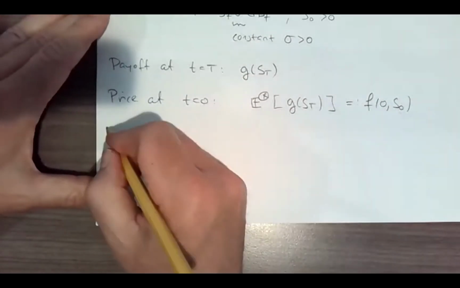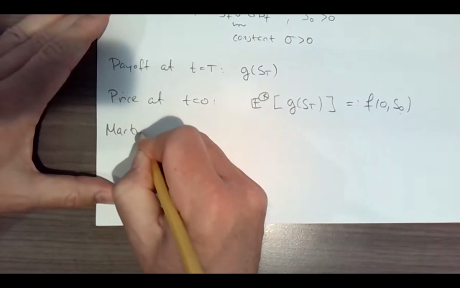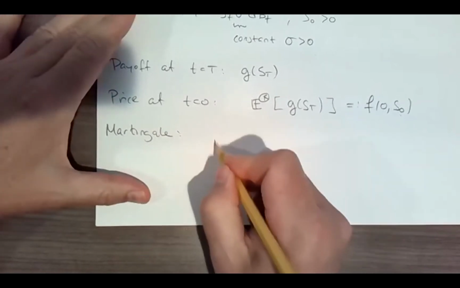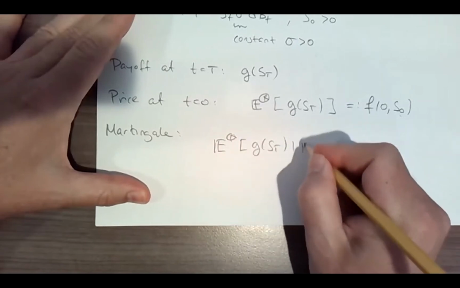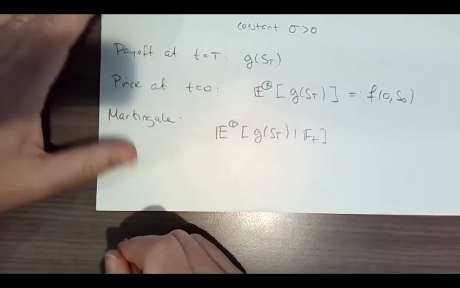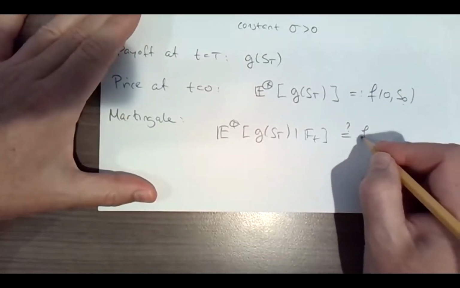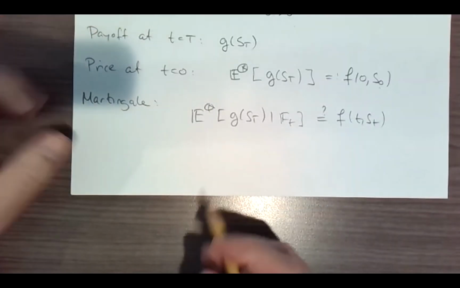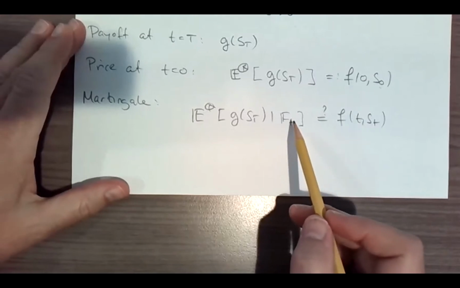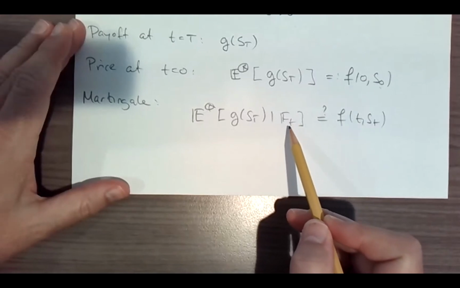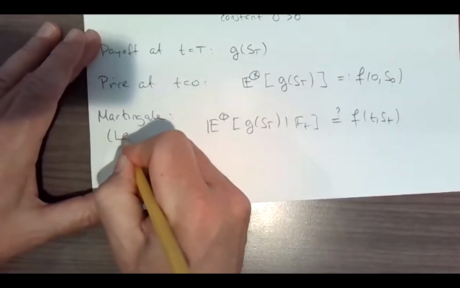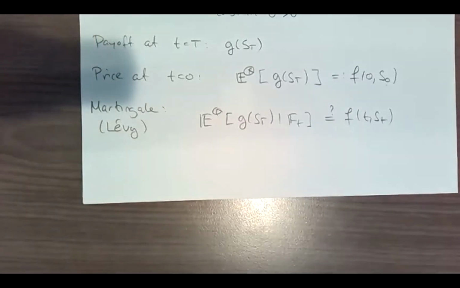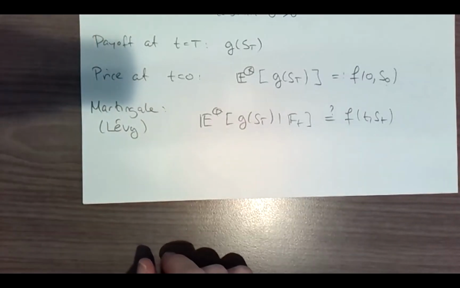And so we use martingale techniques. We look at the conditional expectation given F_t. That's a martingale, and this is what we want to be F of t and S of t. The left-hand side is a martingale because it's just a conditional expectation, with no little t inside. So this is the Levy martingale that we've talked about a number of times.